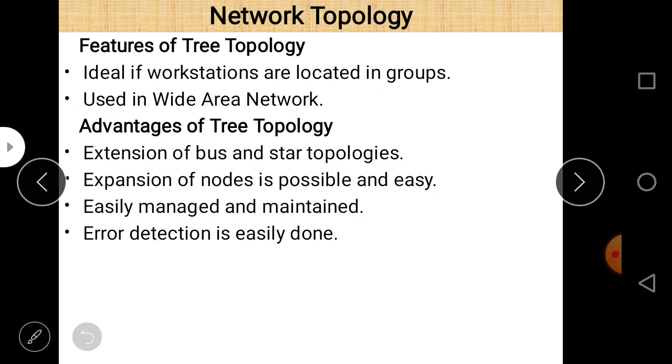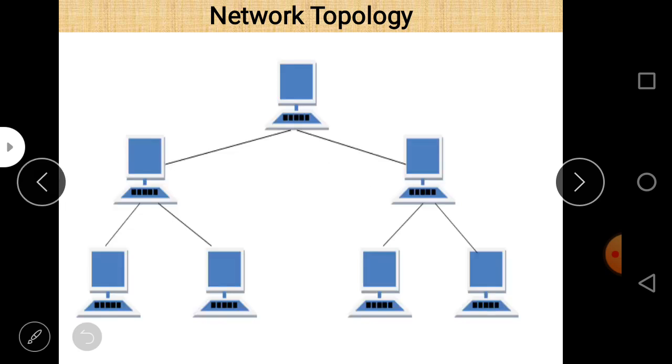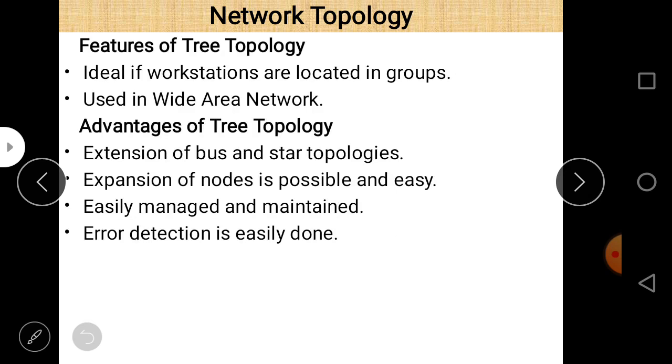And features of tree topology: ideal if workstations are located in groups. So if workstations are located in groups, then in that case tree topology is best, used in wide area network. And advantage: extension of bus and star topology. So it is basically the extension of bus and star topology. Expansion of node is possible and easily managed and maintained, and error detection is easily done.